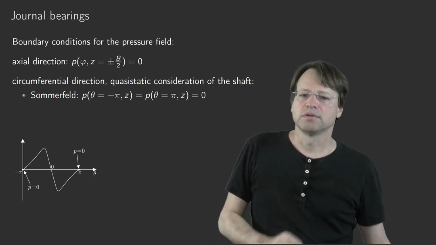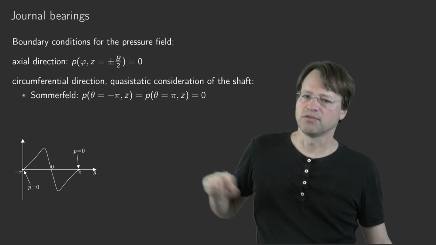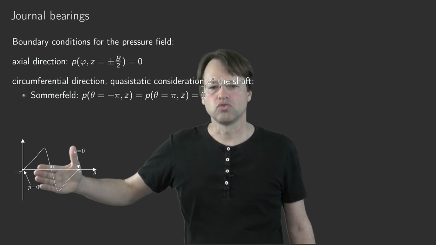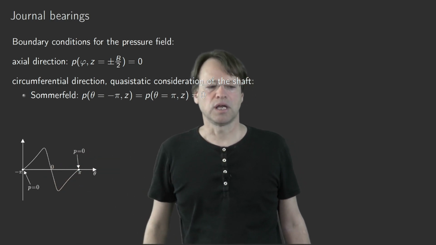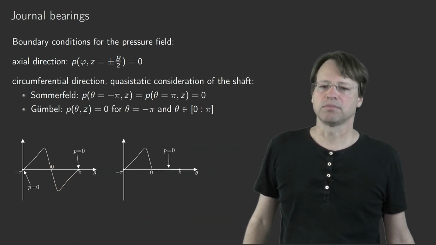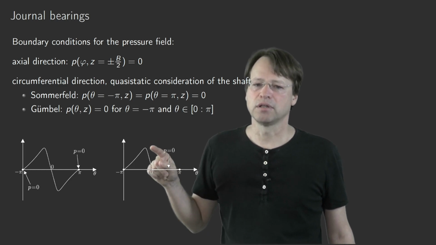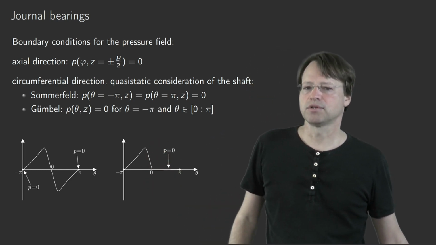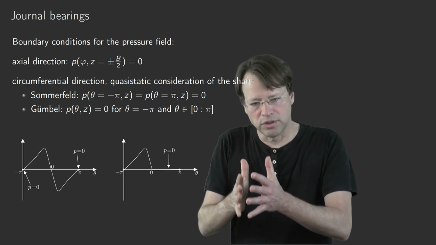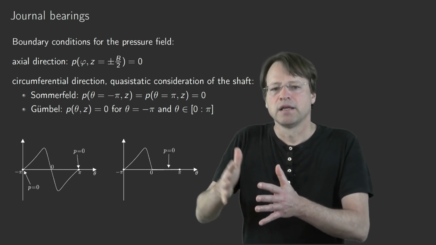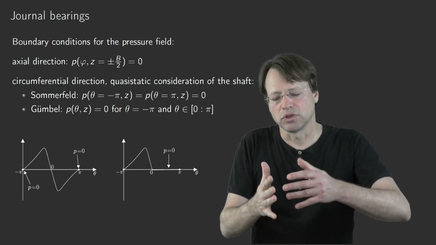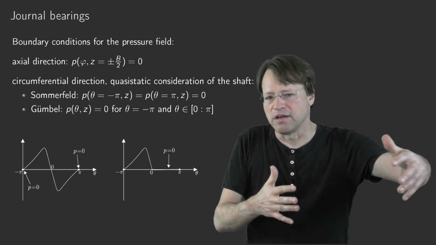The idea of Gümbel, therefore, was to use the Sommerfeld boundary conditions, but to remove the negative part of the pressure, and that amounts to setting already the pressure to 0 at the point theta equal to 0. So at that point where the convergent part of the lubrication gap changes to the divergent part.